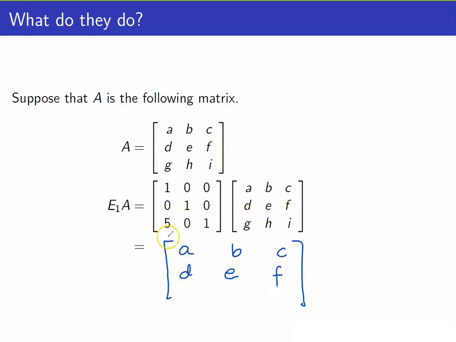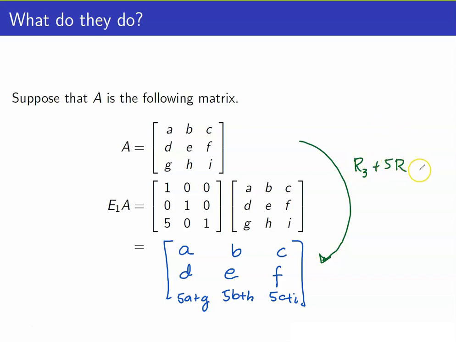For the third row, let's multiply the third row times the first column. We get 5A plus G, 5B plus H, and 5C plus I. What can you observe about this matrix? This matrix E1A here can be obtained from A by adding row 3 with 5 times row 1. That would be your new R3. Take note also that this row operation here is the same operation that you perform on the identity matrix to get your elementary matrix E1.